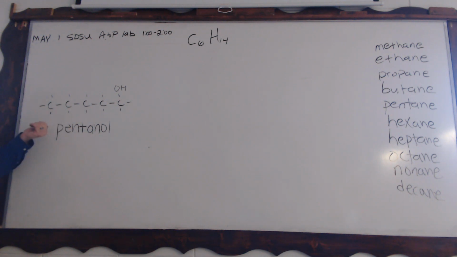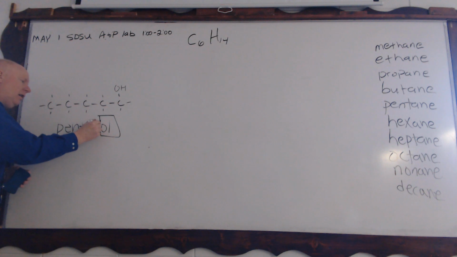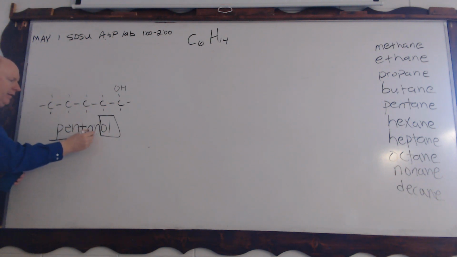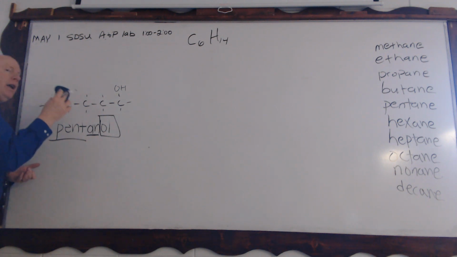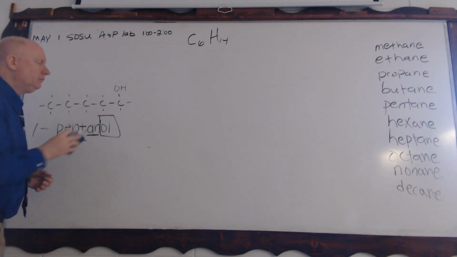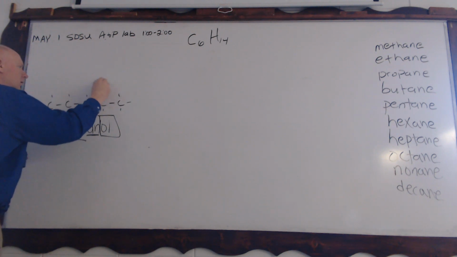Are there any numbers in front of this? No. So we know that this means alcohol. This means that there's 5 carbons. This means that everything is single bonded. So if you really want to be specific, you can write what in front of here? One. Okay? So what might be an isomer of this? 2. And how would you do that? Just move it to the left.